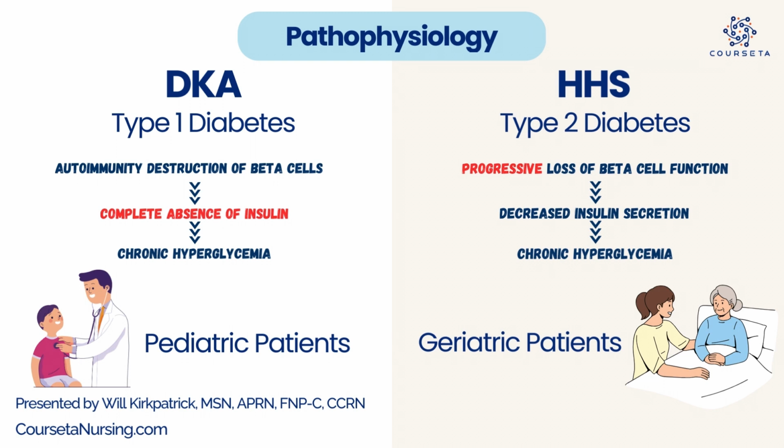And of course, it's more associated with obesity, whereas type 1 diabetes is not as associated with obesity, it's more hereditary. So I want you guys to picture these patients: type 1 diabetes, it's usually your younger patients, and type 2 diabetes, it's usually your older patients that are more obese typically.